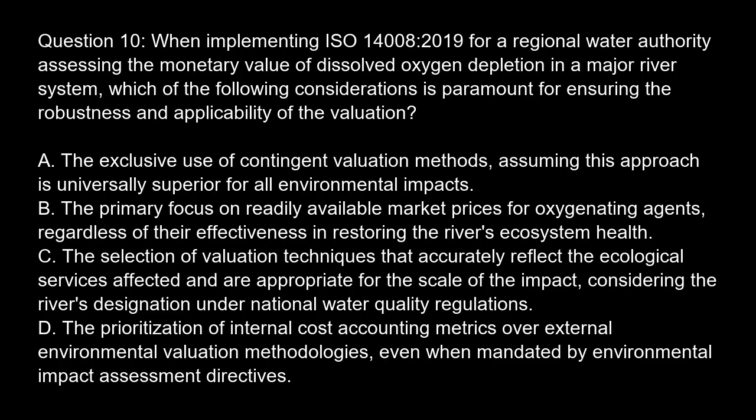When implementing ISO 14008-2019 for a regional water authority, assessing the monetary value of dissolved oxygen depletion in a major river system, which of the following considerations is paramount for ensuring the robustness and applicability of the valuation? Option A. The exclusive use of contingent valuation methods, assuming this approach is universally superior for all environmental impacts. Option B. The primary focus on readily available market prices for oxygenating agents, regardless of their effectiveness in restoring the river's ecosystem health. Option C.